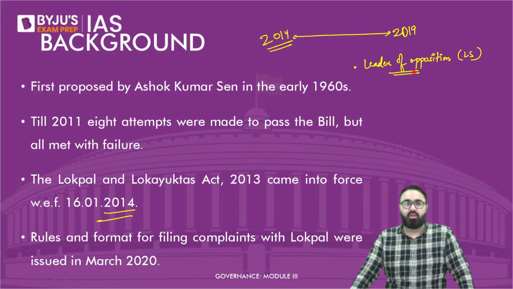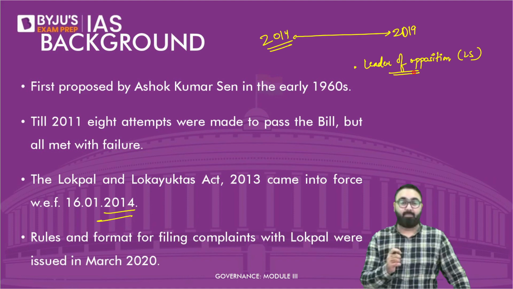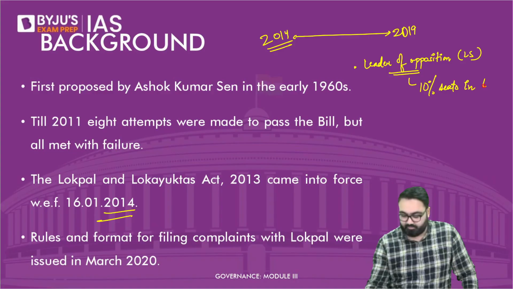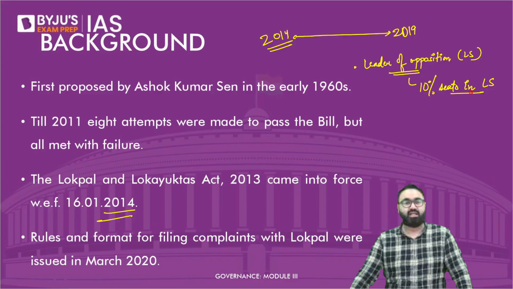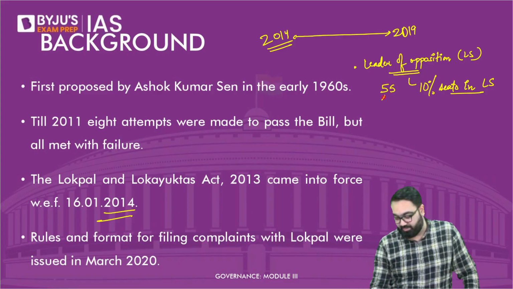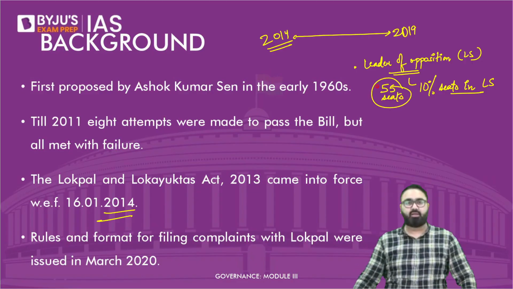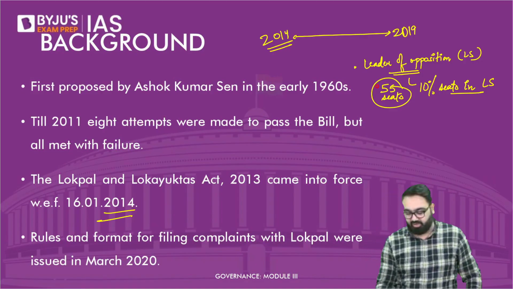As you know, in order to have the leader of opposition, that political party must have at least 10% seats in the Lok Sabha. You need to have at least 10% seats in the Lok Sabha. In other words, at least 55 seats in the Lok Sabha. Only if you have at least 55 seats in the Lok Sabha can you have a leader of the opposition. Now the problem starts in 2014.